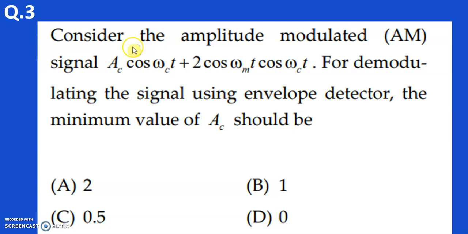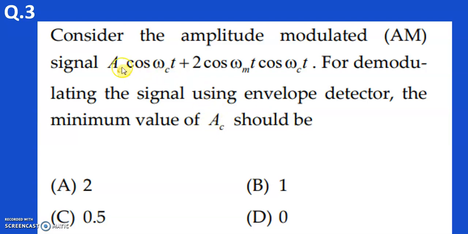Question number 3. Consider the amplitude modulated AM signal Ac cosine omega c t plus 2 cosine omega m t cosine omega c t, for demodulating the signal using an envelope detector. The minimum value of Ac should be 2, 1.5, or 0. You have to choose the minimum value of the carrier amplitude, or the amplitude of the carrier signal.